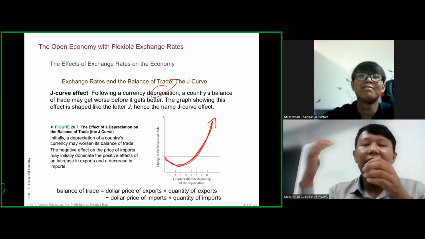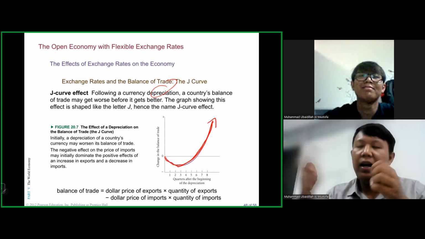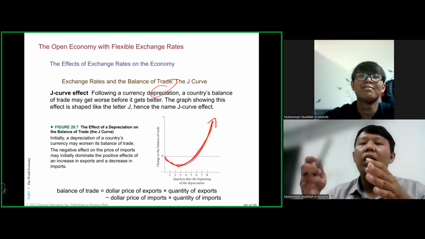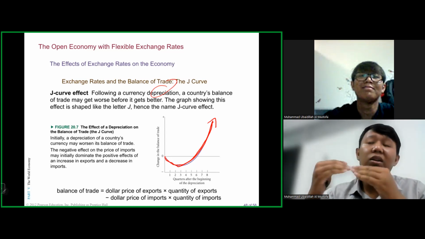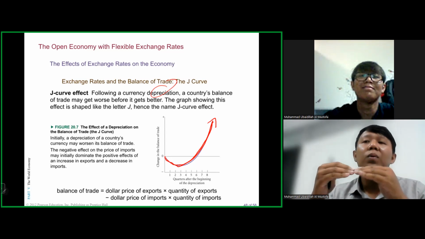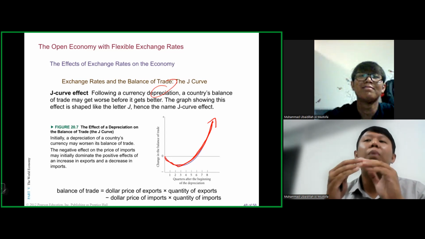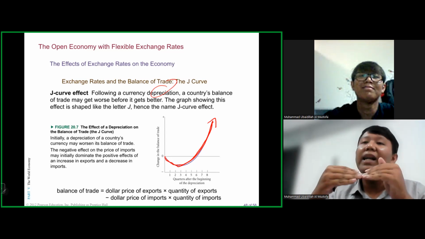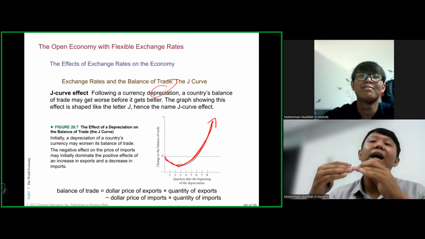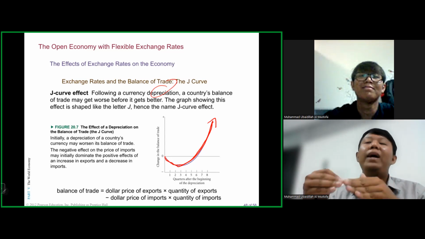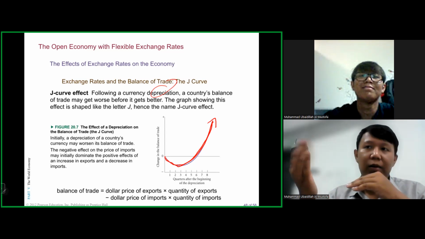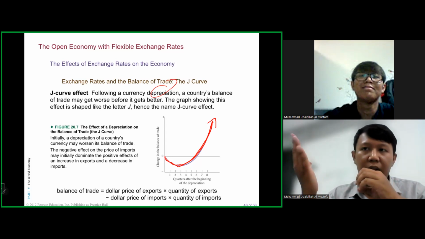But on the other side, a depreciation of our local currency will boost our exports. Why? Because a depreciation in our local currency will make our products less expensive, cheaper compared to foreign or imported goods.